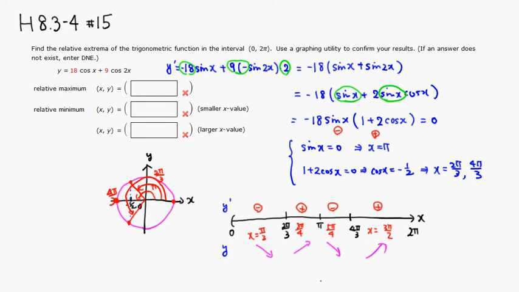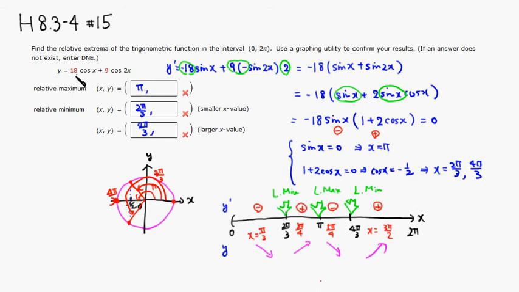So this is going to be decreasing, increasing. So local minimum here, and here we're going to have a local maximum, and here a local minimum, right? So the local minimums are going to be at 2 pi over 3 and 4 pi over 3, and a maximum is at pi. Then let's look at the corresponding y values.